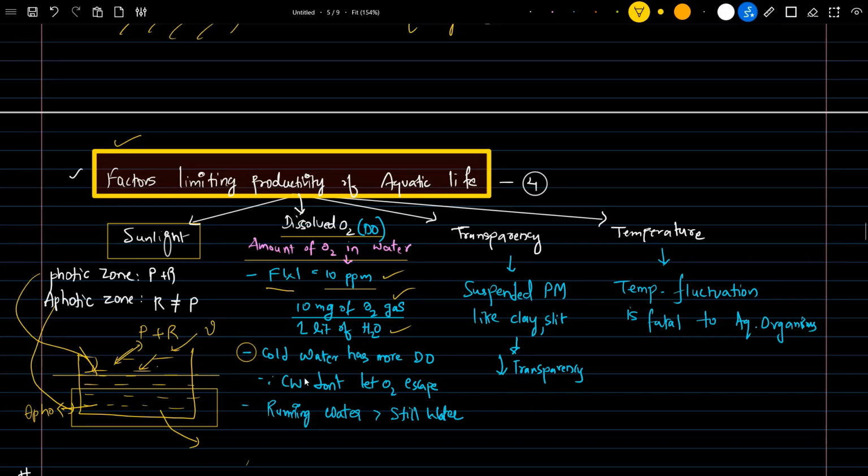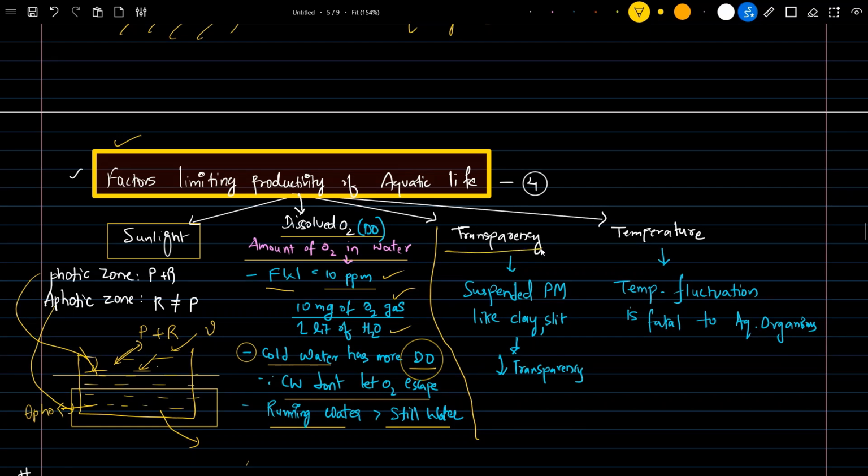Okay, now let's understand how the dissolved oxygen differs in cold water and warm water. Basically, cold water has more dissolved oxygen. The simple reason is it is difficult for the oxygen to escape from cold water. Hence cold water contains more accumulated oxygen, which is why cold water has more dissolved oxygen than warm water. Similarly, running water will have more dissolved oxygen than still water.